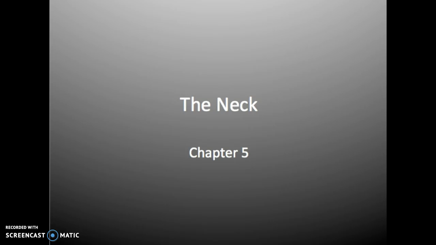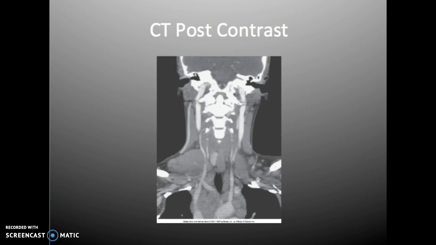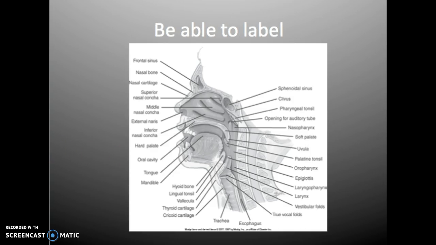Okay, today we're going to be talking about the neck, and there's a lot to it, so I apologize. So this is a CT, and this is post-contrast. You can see that we have arterial and venous, so you can see that this is delayed because we are in the jugular more so than the arteries. So don't let this slide overwhelm you.